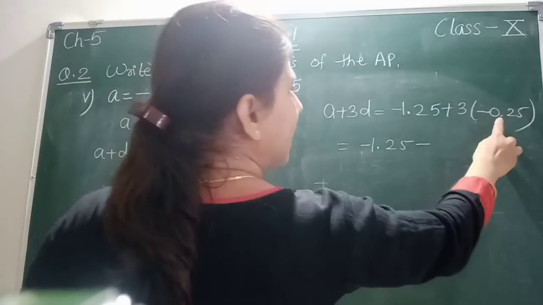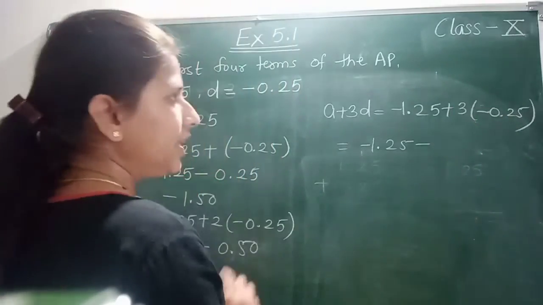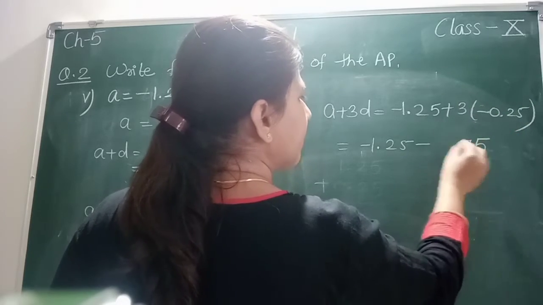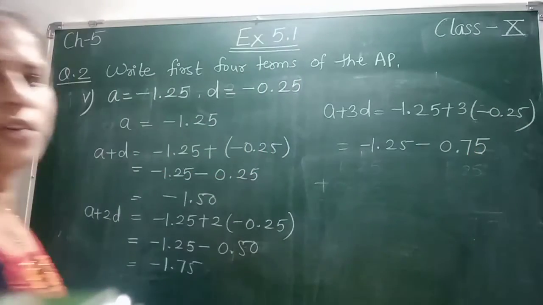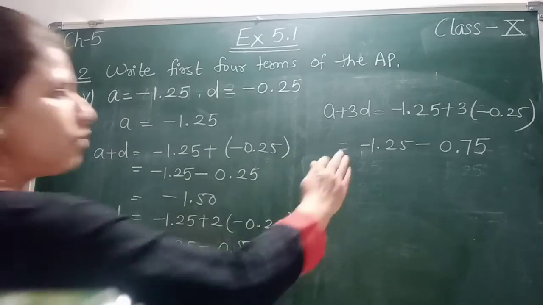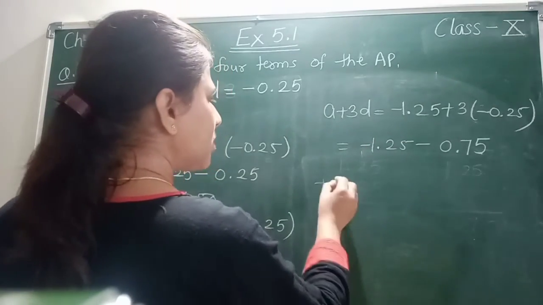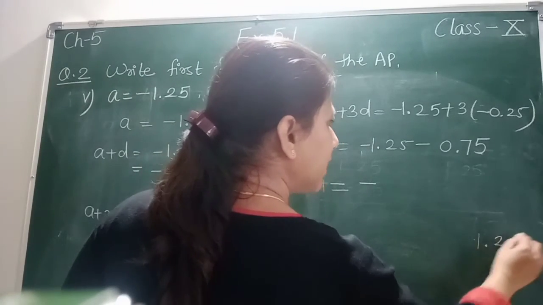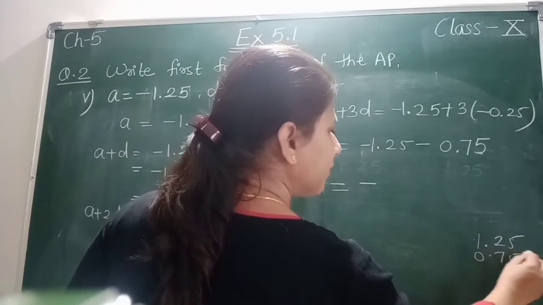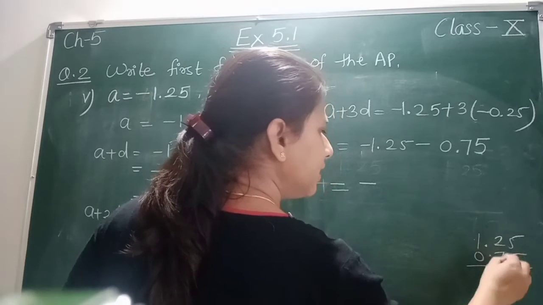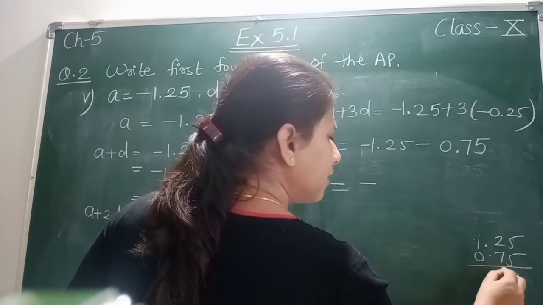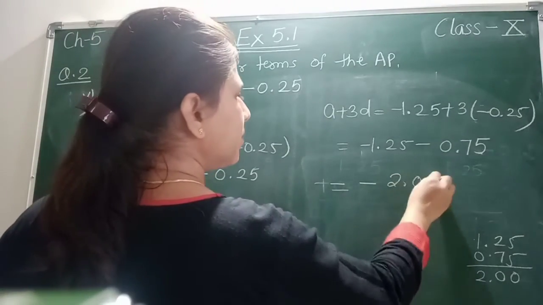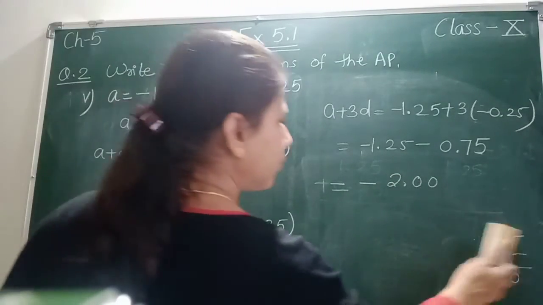Now we will multiply this 0.25 by 3 and what we will get? 5 3s are 15, 3 2s are 6 and 7, point, -0.75. Now we will add these two because minus plus and the answer will be negative. 1.25, 0.75. 5 plus 5, 10. Yes, 2.00. This is our fourth term.